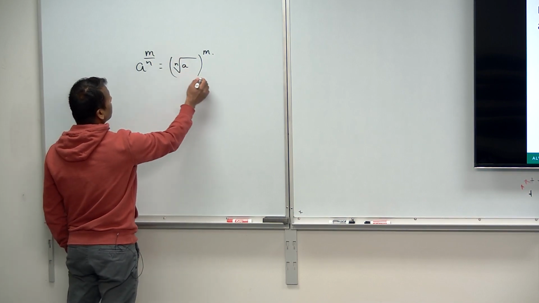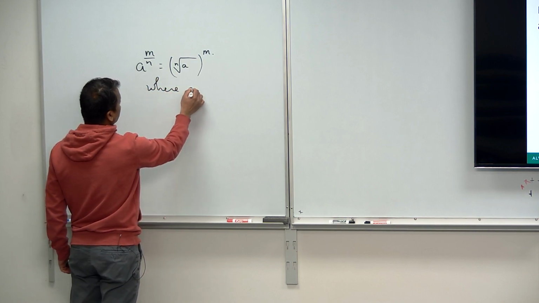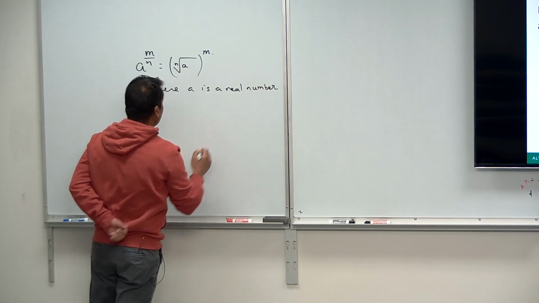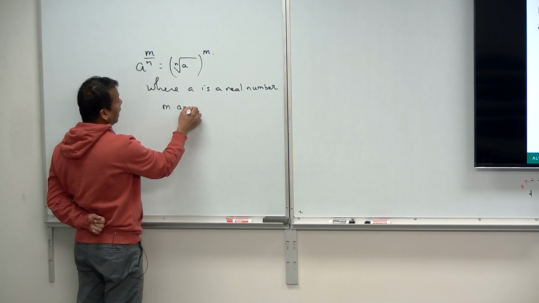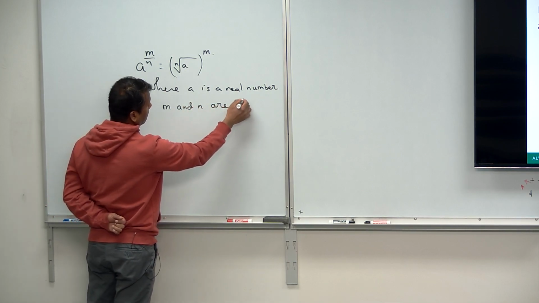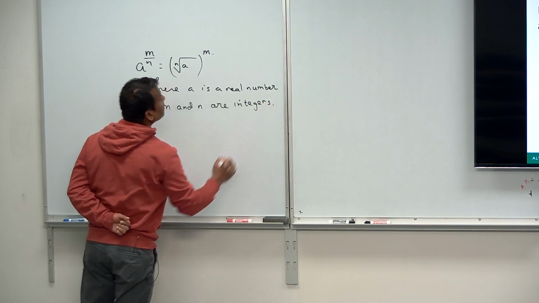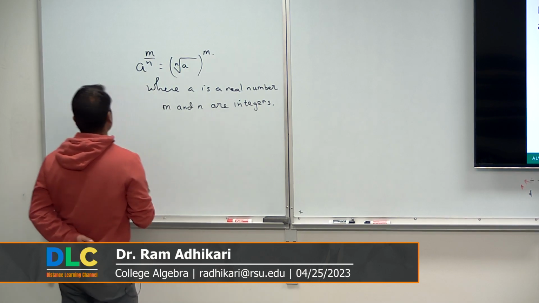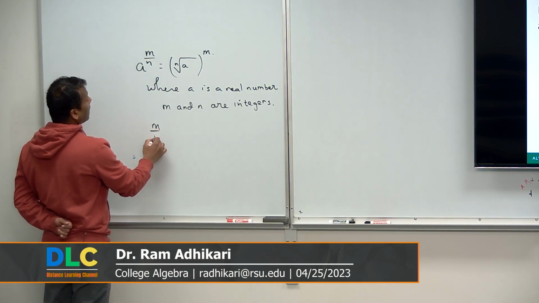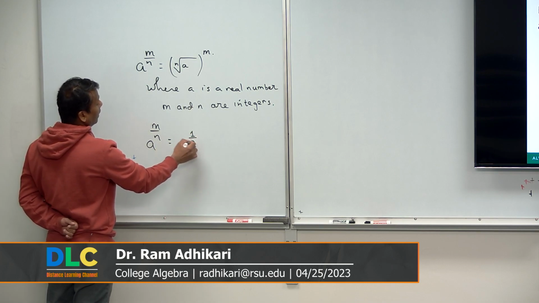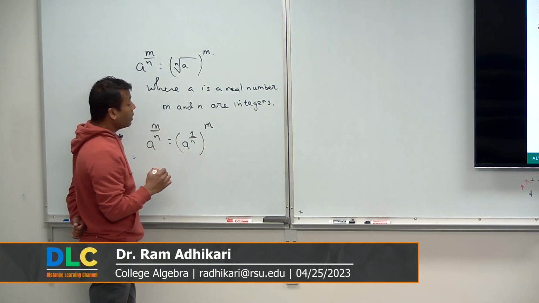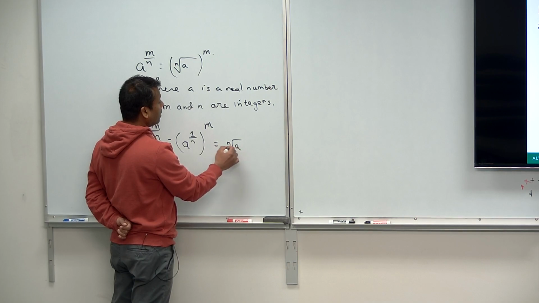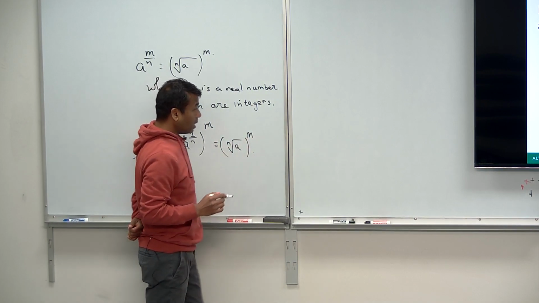So now here, a is a real number and m and n are integers. You know that, right? Because look here, this is a to the power m over n. It's the same as a to the power 1 over n raised to the power m. Is that right? So a to the power 1 over n is the same as the nth root of a. So this is the nth root of a raised to the power m.